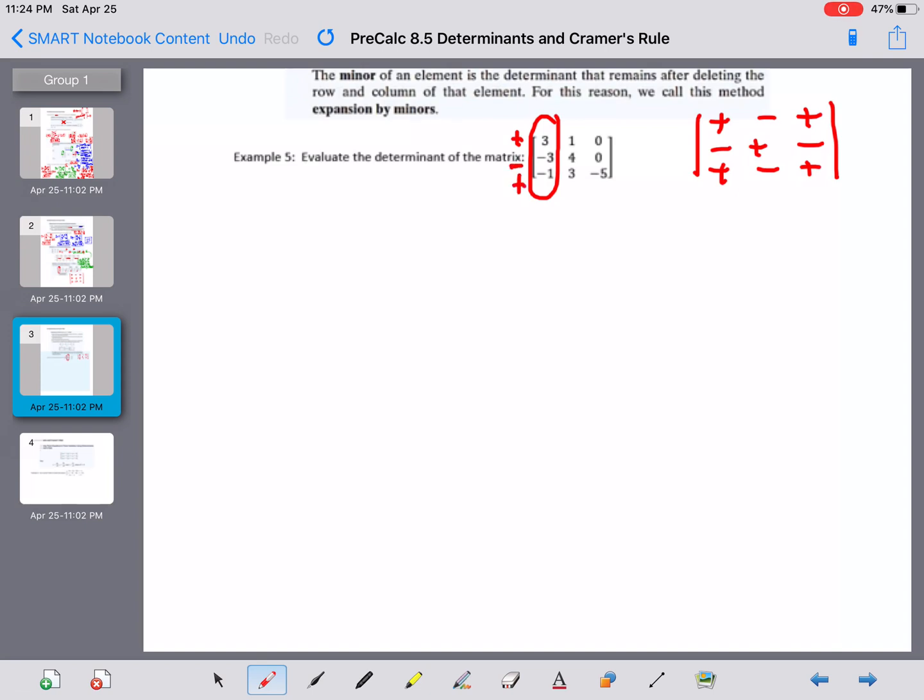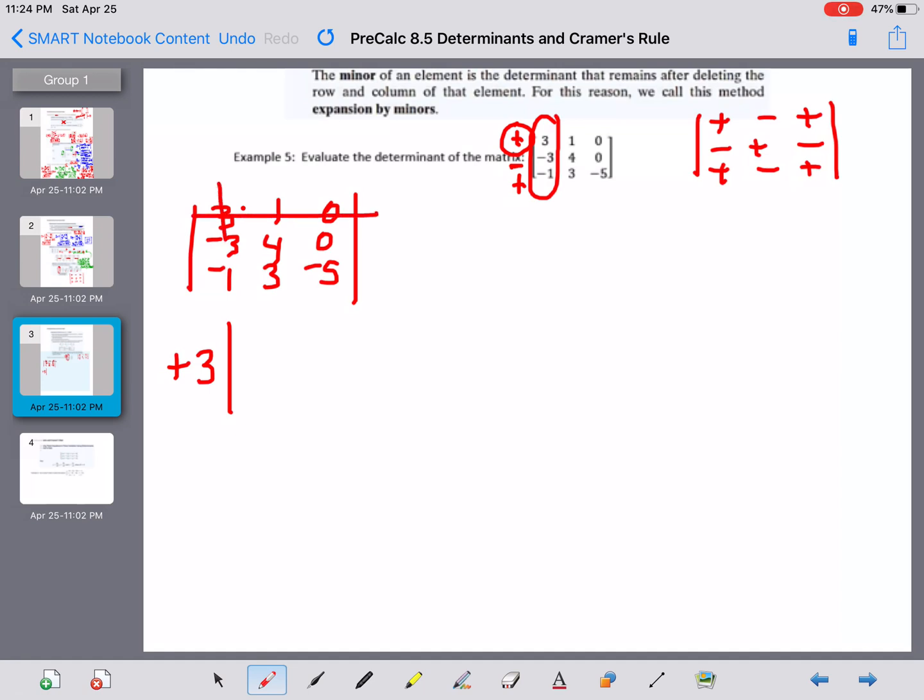Okay, here's what we do on our first one. I am going to write my matrices over just so you can see this, and especially because I want them to still show up later when you look at these notes. Okay, when I'm starting with my first element of 3, I'm going to put this plus 3 out front here. The plus comes from here, the 3 comes from its value. I'm going to cross off the row it's in, I'm going to cross off the column it's in, and what's left is my new matrix. 4, 0, 3, negative 5.